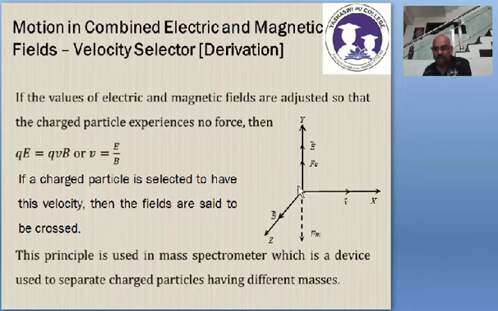Because they experience zero net force, they continue to move along the positive x-axis. Suppose there are many charged particles here, and those charged particles with velocity equal to E by B will experience zero net force, and therefore they will move in the original direction of the velocity, say along the positive x-axis.